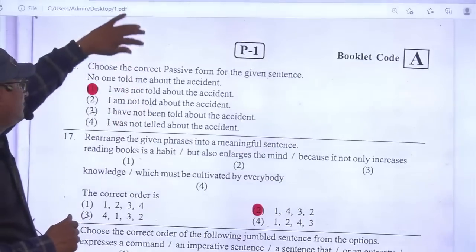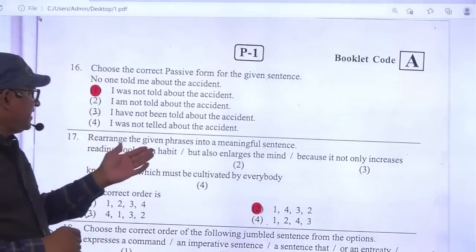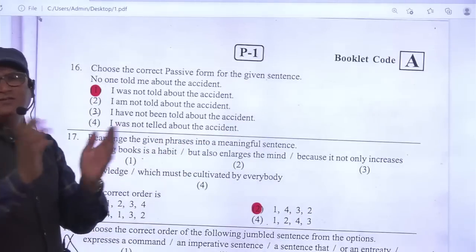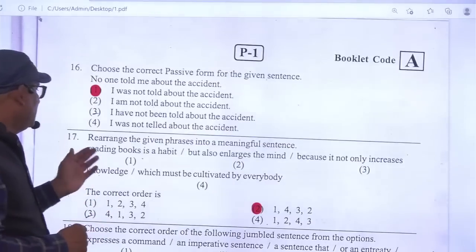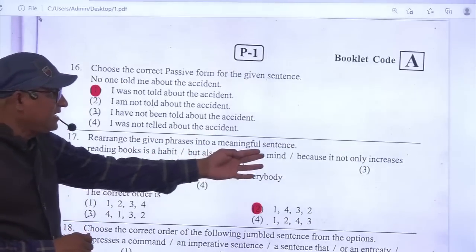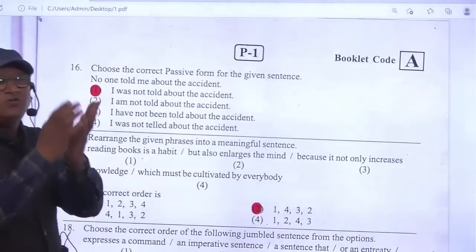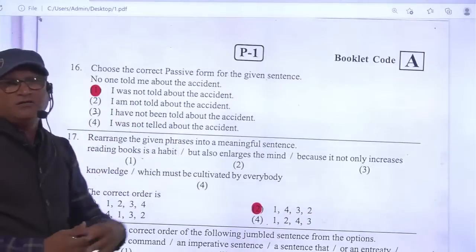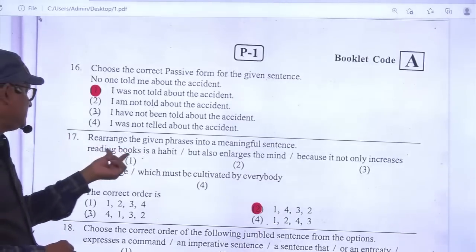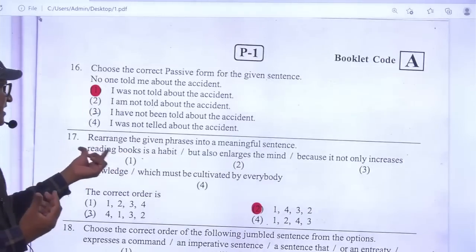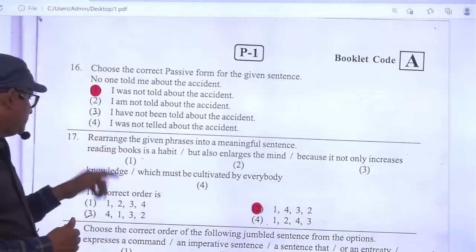Let's go for question number 17, right? So this is nothing but jumbled sentences. Rearrange the given phrases into a meaningful sentence. So this is like jumbled statements where we put things in a particular order. The given statement is: reading books is a habit, but also and not just the mind, because it not only increases knowledge, which must be cultivated every day. But before choosing the answer, we have to understand where the subject and the complements are given. According to the statement, reading books is a habit. This is the subject part, and the complement might be either 1 or 2, followed by either 2 or 4.